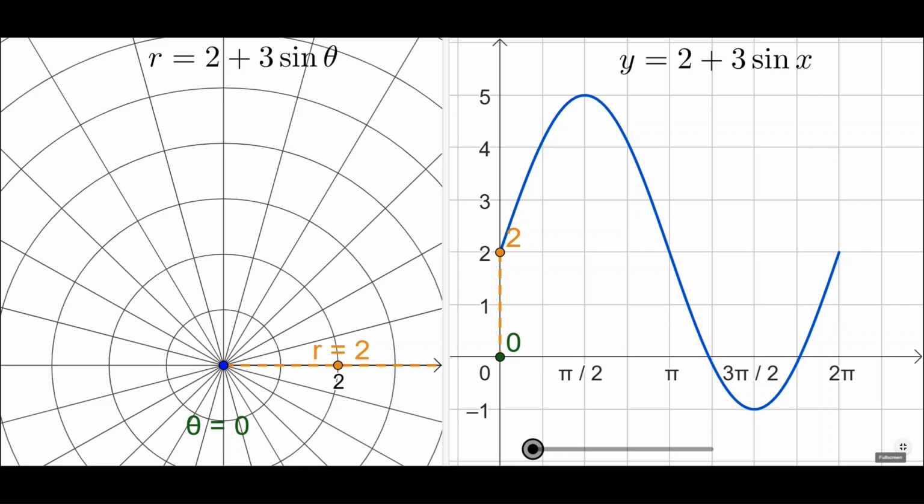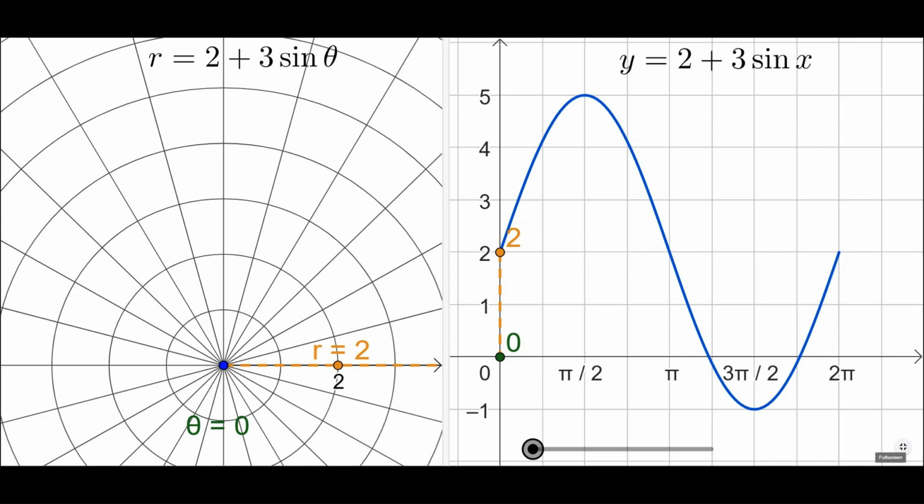Remember that the x value for our sinusoidal graph corresponds to theta on our polar graph. On the sinusoidal graph, as we move from left to right, from 0 to 2 pi, that's going to correspond to a rotation in a counterclockwise direction from 0 to 2 pi. So we're going to see our graph rotate once around the unit circle. It's not going to create a circle, but we're just going to rotate once around the circle.